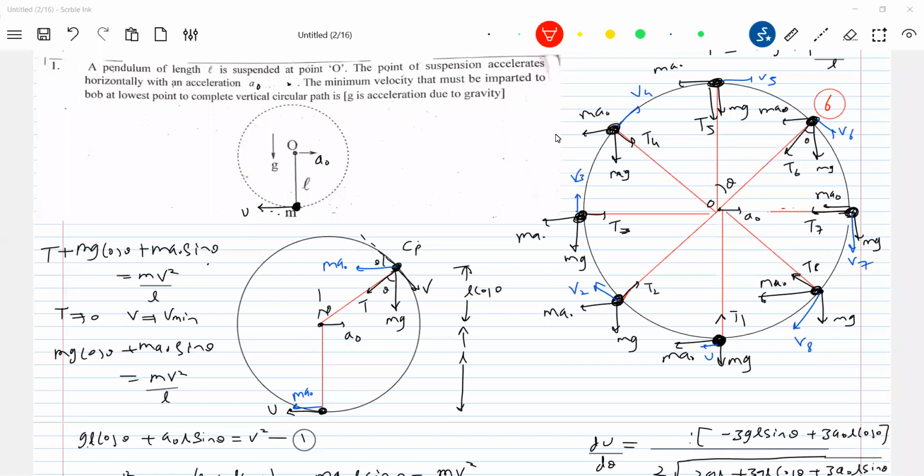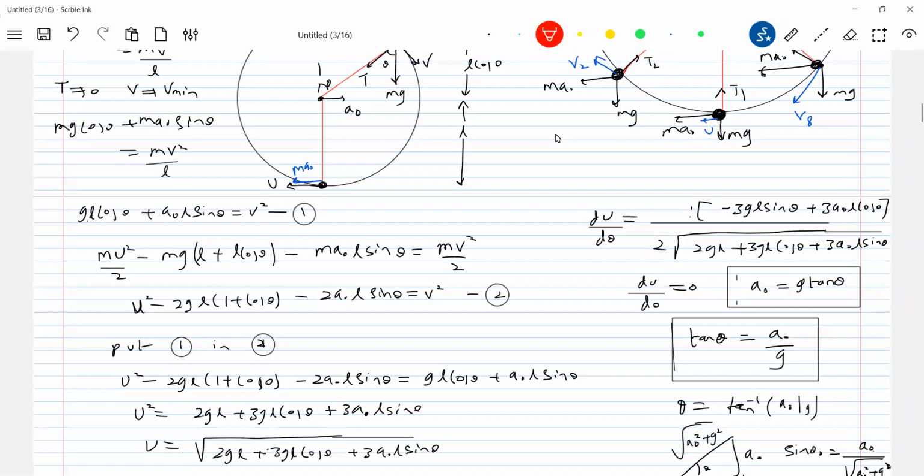Sir, can you tell how tan theta is a naught by g? Okay, from mathematics, du by d theta, differentiating. Sir, here if we differentiate, we will also get it right, sir, because it's v minimum. No, directly I'm going for u minimum, what minimum velocity I should project it. So directly I'm calculating that. So I got a relationship for theta equal to this much.